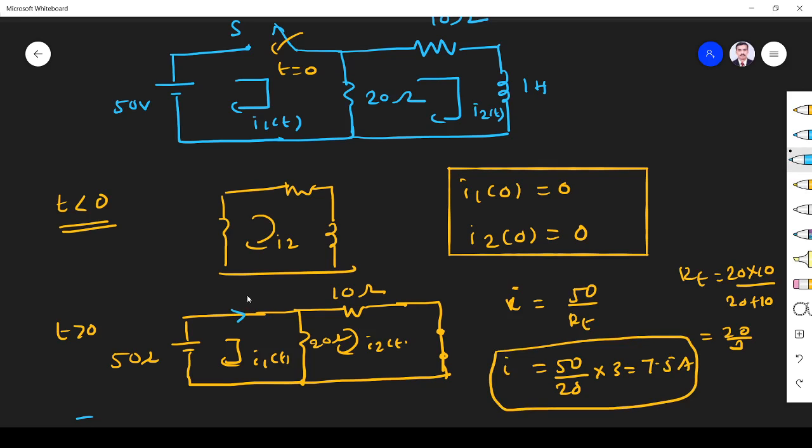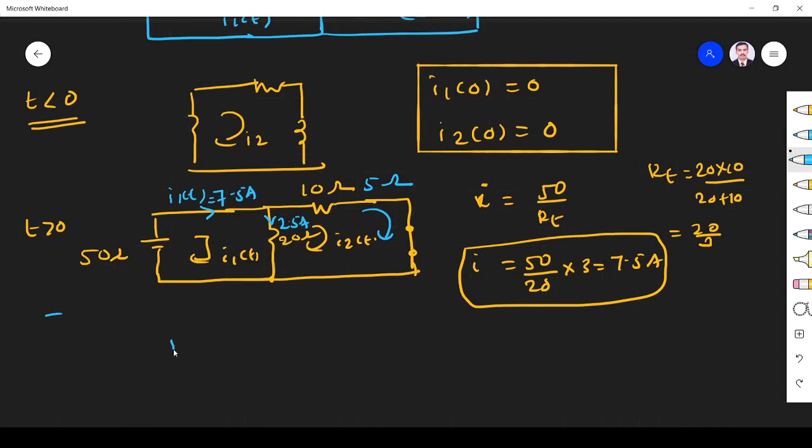So the current coming through this is 7.5 ampere. So I can say this is I1 of t, I1 of t for t greater than 0 is 7.5. This is 10, this is 20. So here 2 times less current will flow, here 2 times more current will flow. So this is 5 ampere, this is 2.5 ampere. So this indicates I2 is 5 ampere. I1 is 7.5 ampere, I2 is 5 ampere.